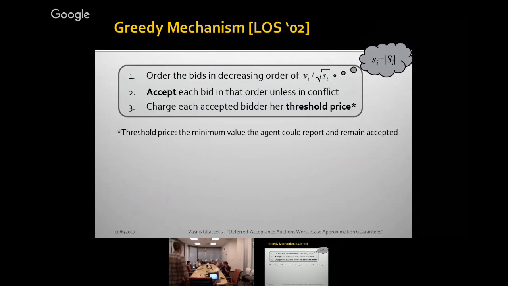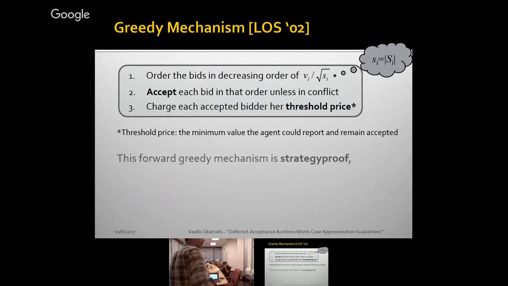Yes, Costa. Is it obvious to see what's so special about the square root here? So it just works. It's not the case that everything else works. So if you just divide by the size, that will not work. Is there an intuitive reason why size would not be? So I guess I haven't even defined what I mean by works, and it's going to be an approximation guarantee, which is going to be the rest of the slide.